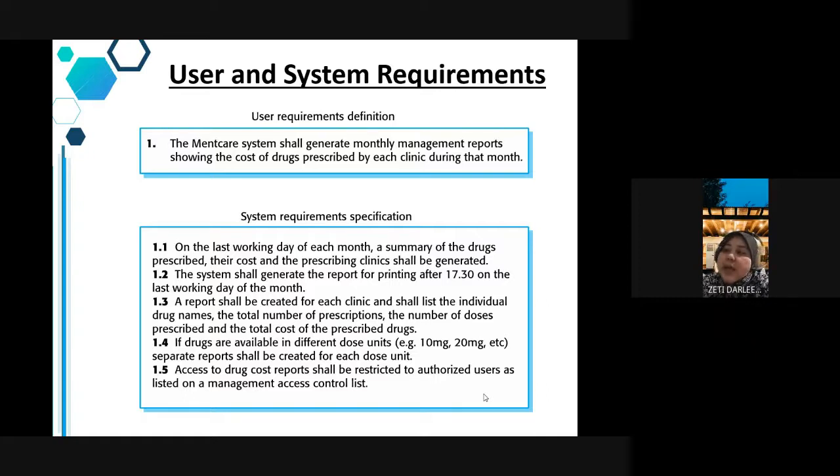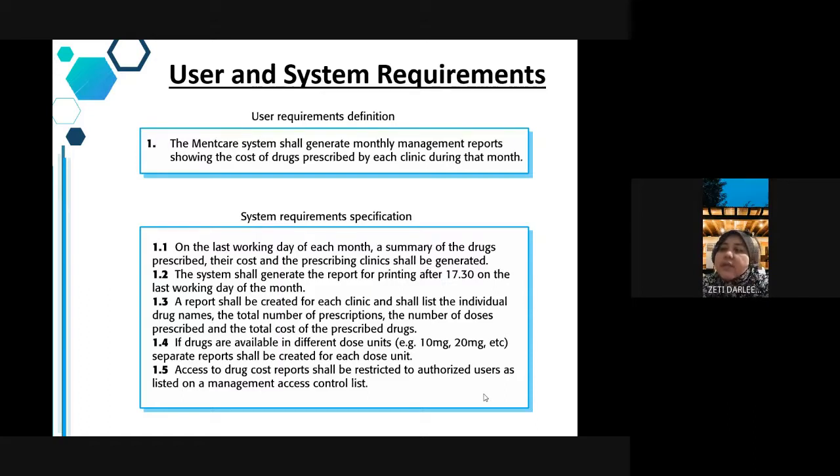for printing after 17:30. Maksudnya 17:30 ni pukul 7, pukul berapa? Pukul 6? Pukul 6 ke? 5:30 bila? 5:30. Okay, pukul 5:30. So maksudnya that is the constraint. Okay. Another constraint is after 5:30 ni on the last working day of the month.